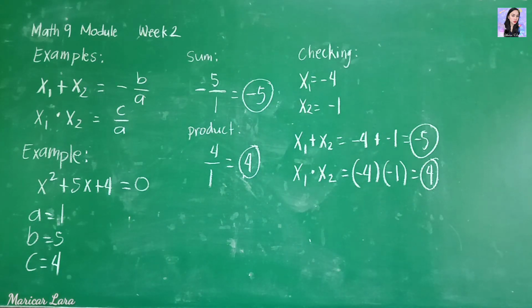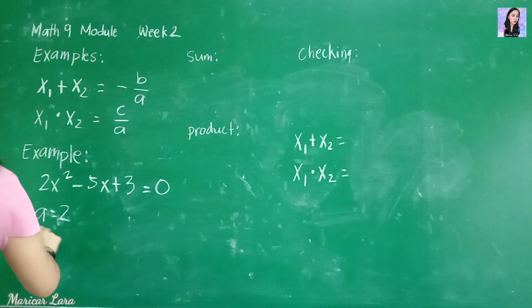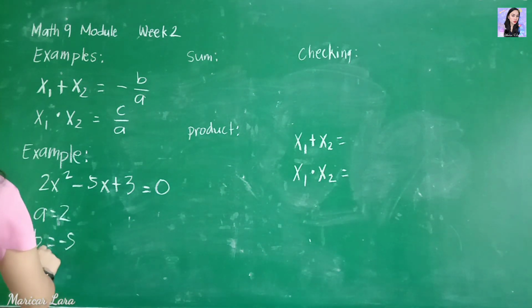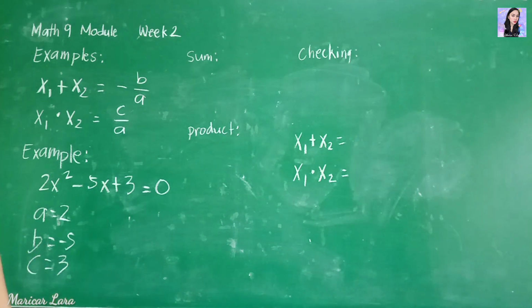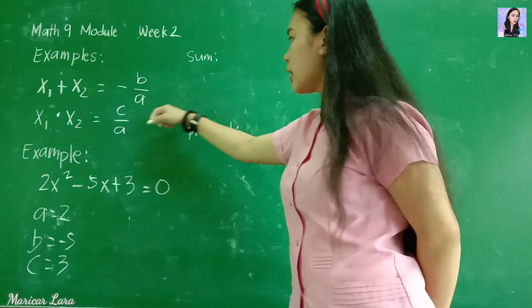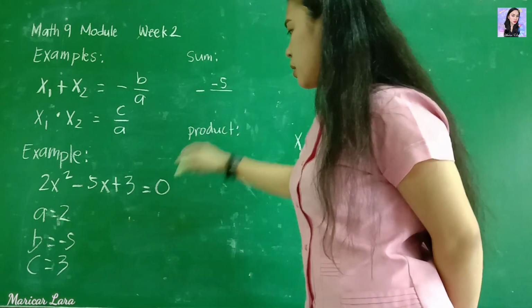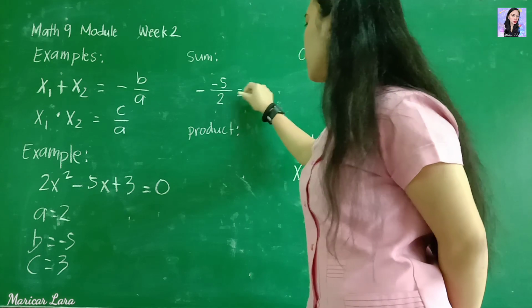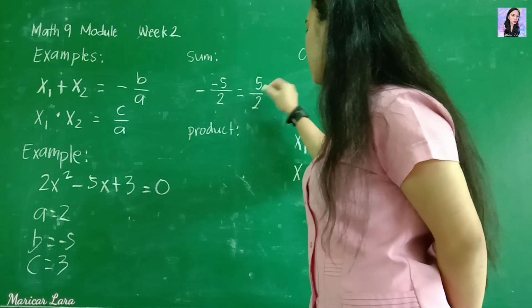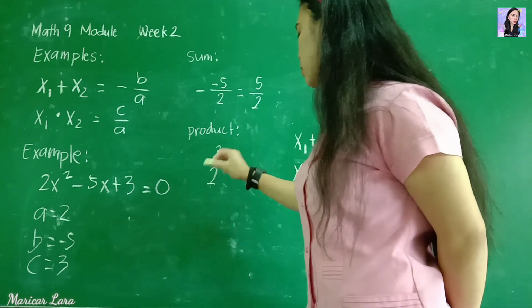So, let's have another example. Okay, let's have 2x squared minus 5x plus 3 equals 0. So, our A is 2, B is negative 5, C is positive 3. So, ililipat lang natin dito. So, ang B natin ay negative 5 over positive 2. So, we will have positive 5 over 2. Product, we will have 3 over 2.